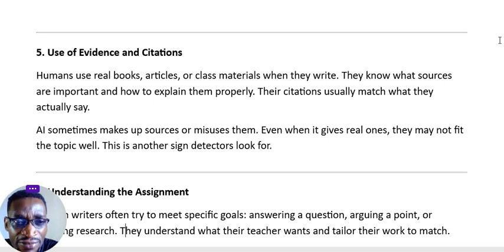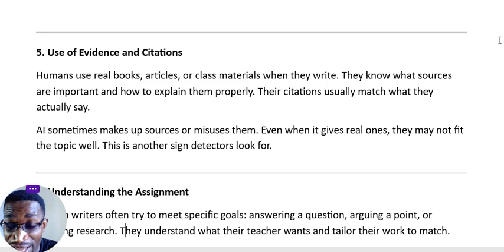So number 5 on our list is use of evidence and citations. Humans use real books, articles, or class materials when they write. They know what sources are important and how to explain them properly. Their citations usually match what they actually say. Now, this is the catch. AI sometimes makes up sources or misuses them.